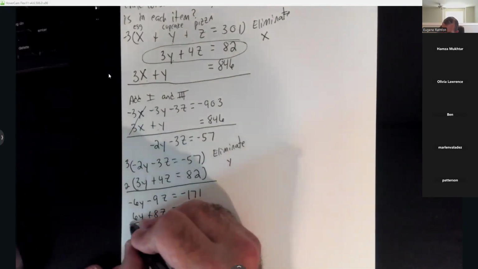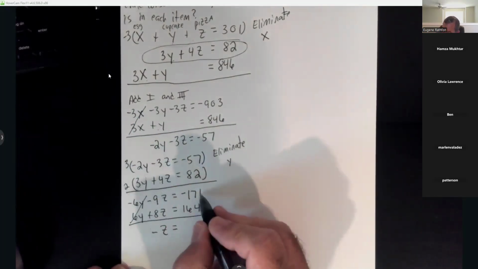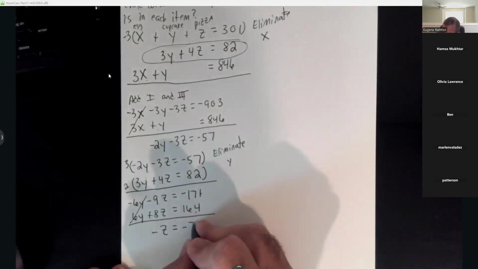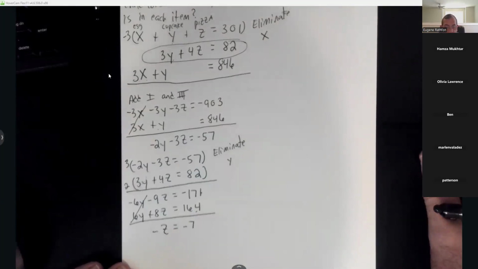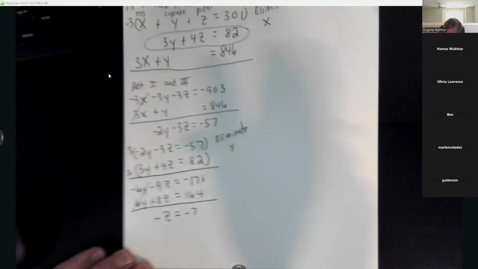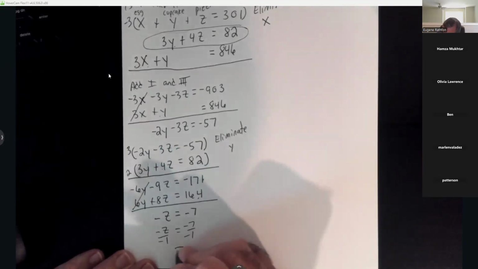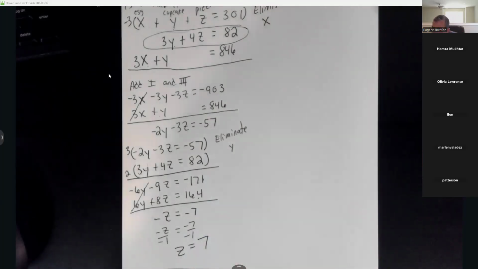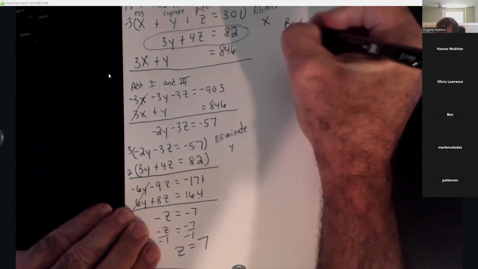All right, y'all, so let's see. That cancels. -9 and 8 is a -z. Negative 171 and 164 is a negative 7. And remember my last step, I'm going to make my 7 positive because I'm going to divide both sides by negative 1. So Z equals a positive 7. So that means my pizza had 7 milligrams of cholesterol. So let's back substitute.